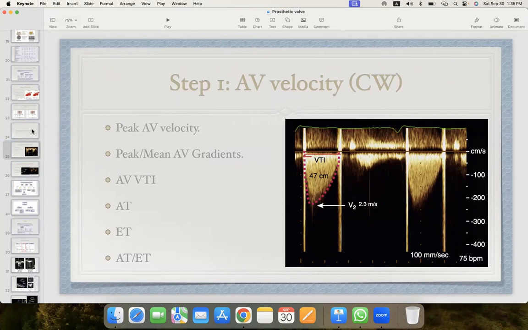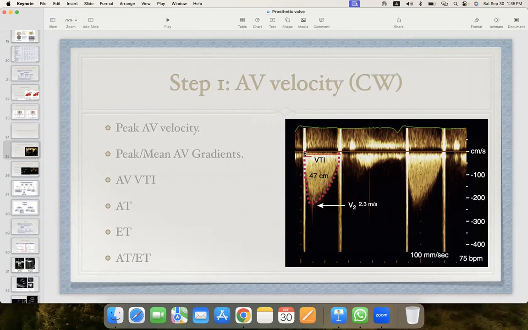Okay. So for the aortic valve, we'll go first through how we evaluate a patient with prosthetic aortic valve stenosis. The first step is continuous wave, where you can measure the contour of the blood flow across the aortic valve. From that, you can trace this contour and determine the peak velocity, the peak and mean pressure gradient, and also the VTI itself. And also from here, you can measure the acceleration time.